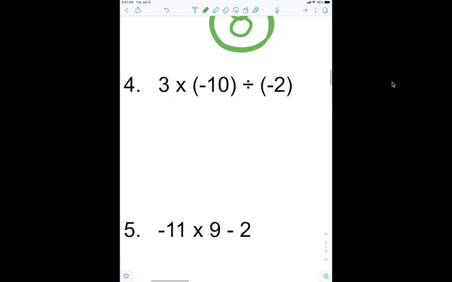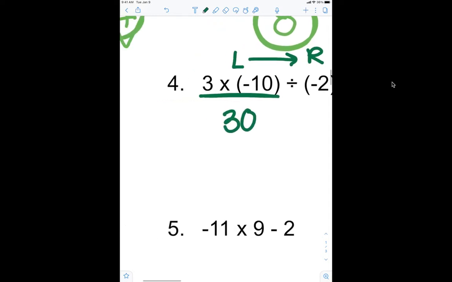Okay, number 4. I've got multiply and divide. So again, I've got to work from left to right. So whatever comes first in my problem, well, multiply comes first, so that's what I'm going to do first. 3 times negative 10. So multiply without the negative. So 3 times 10 is 30. Then I look over at Dorito Man. Well, 3 is positive, so positive's gone. And negative 10 is negative, so negative's gone. And I'm left with a negative, so it's negative 30.